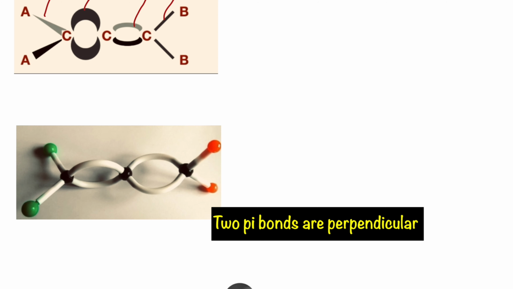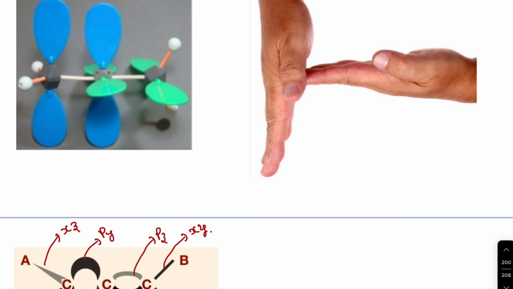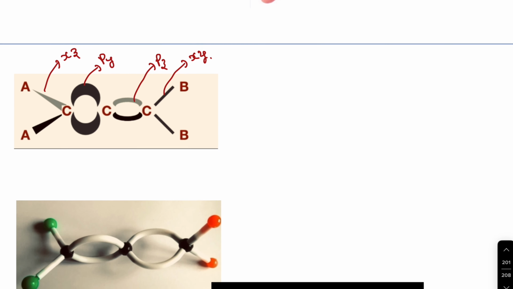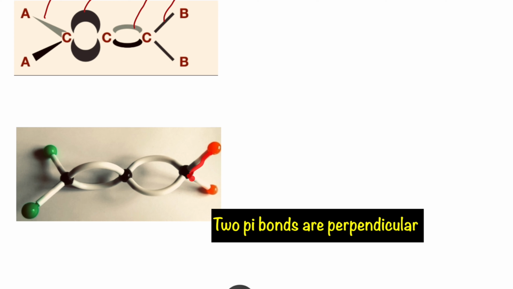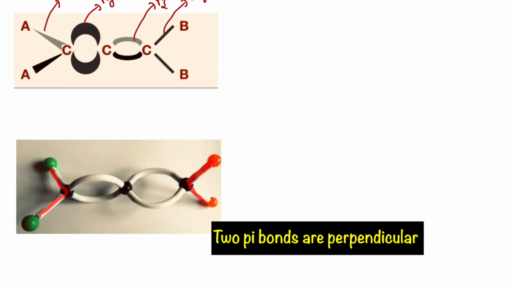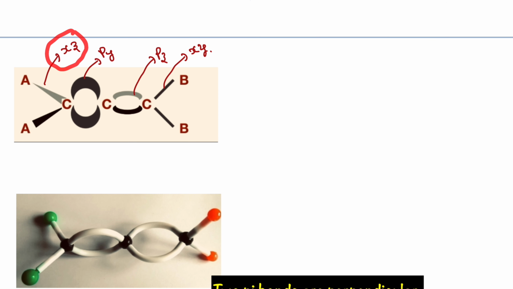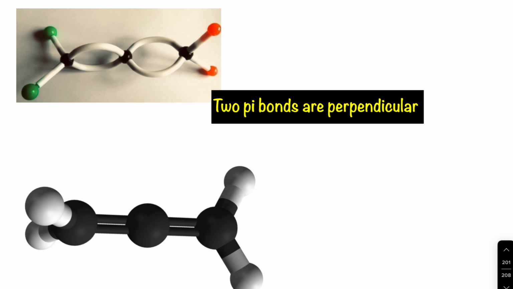Therefore, in the real structure of allene, this pi bond and this pi bond are perpendicular. If one pi bond is like this, another pi bond will be like this, and they are perpendicular. And even if you see these 2 sigma bonds, of course there is one more sigma bond, these 2 sigma bonds and these 2 sigma bonds are perpendicular, because these are in the xz plane, but these are in the xy plane. So this is the reason why the 2 pi bonds are perpendicular.